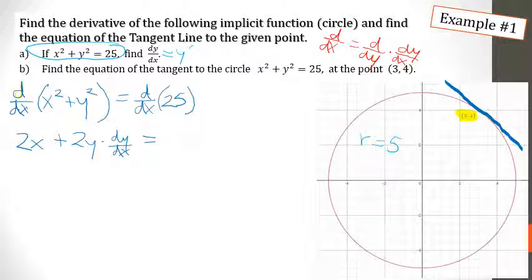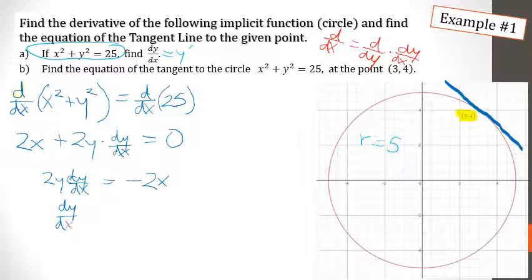Now we need to solve. So we have 2y dy/dx equals negative 2x. And then dy/dx is negative 2x over 2y, which simplifies. Last step, dy/dx, which is also known as y prime, is negative x over y.